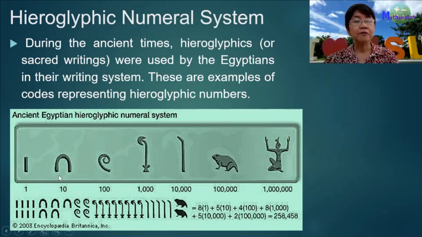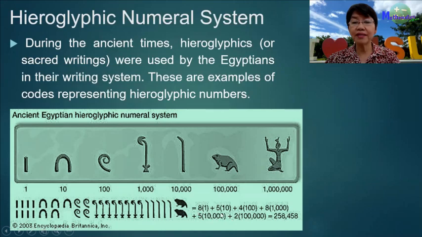And then you move on to the number 10, which is an inverted U, and the number 100, which is a coil, and 1000 is a symbol for tulip flower, and then 10,000 is a bent finger. 100,000 is a frog, and 1,000,000 is a man in that position. And below is an example of a hieroglyphic number, 258,458.